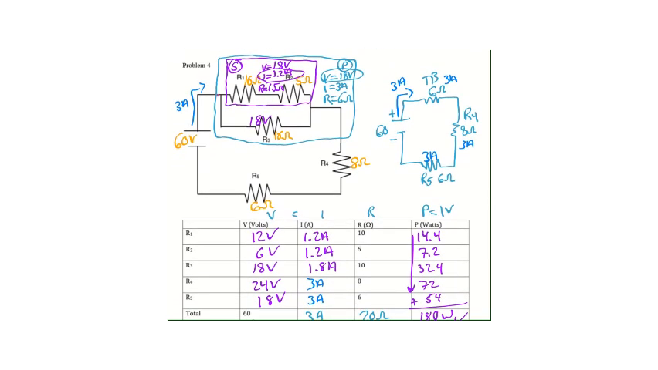So, to review, we took the circuit, we combined elements that were in series, R1 and R2, treated them as a single resistor, combined that purple box as though it were its own resistor with R3 because they are in parallel, and then we treated that teal box as though it was its own resistor. And that allowed us to reduce this combination circuit to be a series circuit. And we were able to find the voltage and the current for each resistor.